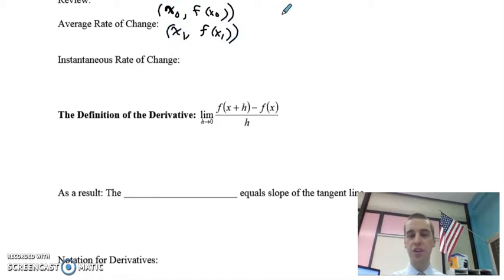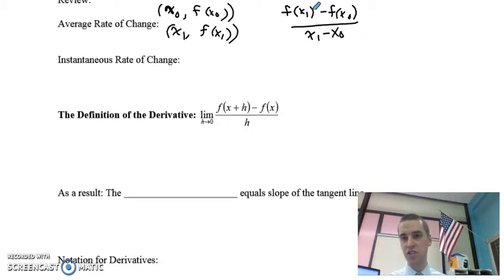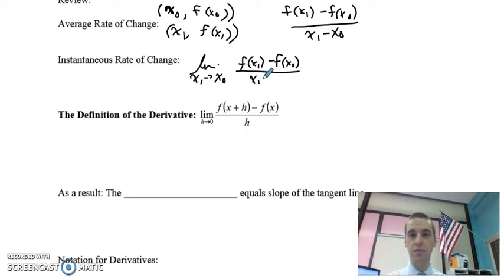How do you find the average rate of change? Well, change in y, f of x1 minus f of x0 divided by x1 minus x0. That's our average rate of change, the slope between 2 points. Instantaneous rate of change, where that distance between those 2 points is almost zero, that's the instantaneous aspect of it, is a limit as x1 approaches x0 of f of x1 minus f of x0 over x1 minus x0.